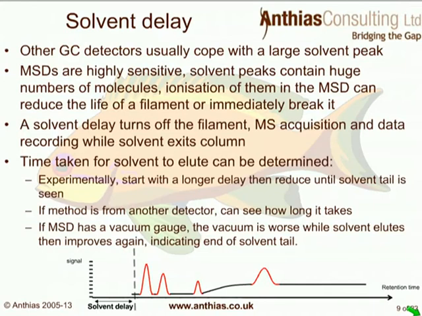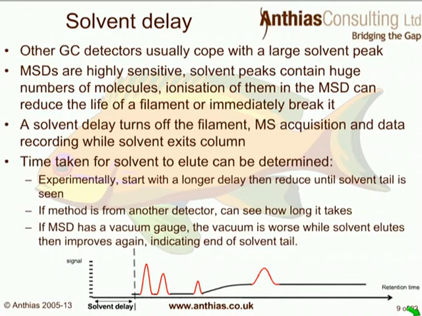This turns the filament, the MS acquisition, and data recording off while the solvent exits the column, and then turns it back on as soon as the solvent's gone to start saving and acquiring the data from our first peak. So when we're optimizing the time taken for the solvent to elute, we can do it experimentally. We start with a longer delay and then reduce it until we can see the solvent tail.